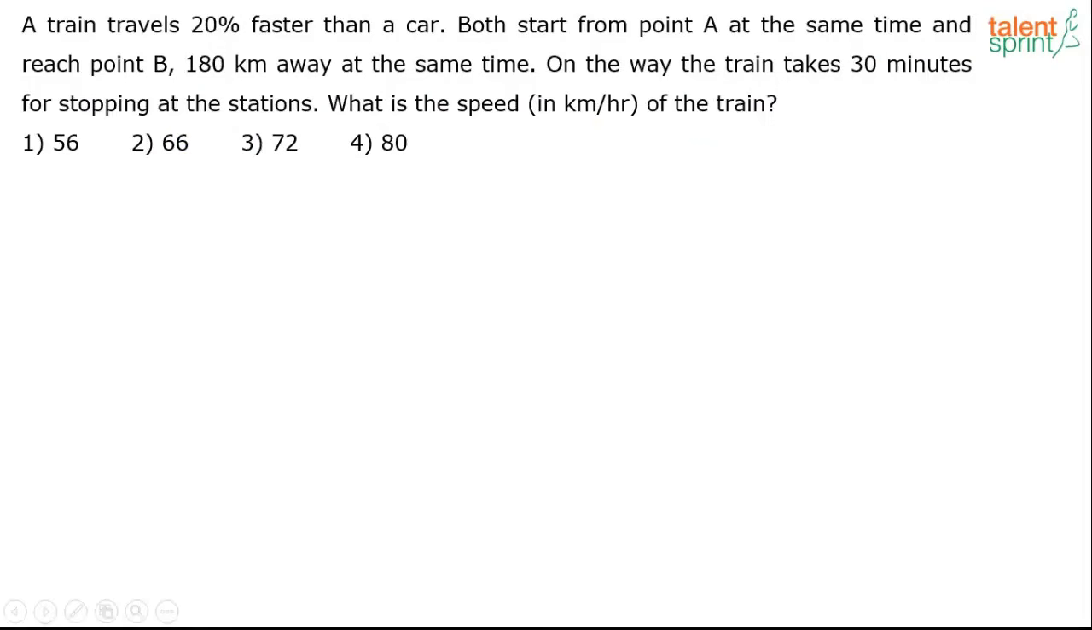So this is an interesting one. He says there is a train which can travel 20% faster than a car. Its speed is 20% more than the speed of the car. Both of them start from point A at the same time to reach point B, which is 180 kilometers away, and they reach at the same time. Now on the way, the train takes 30 minutes for stopping at stations. So it stopped for 30 minutes basically. Based on this data, what is the speed of the train is the question here.